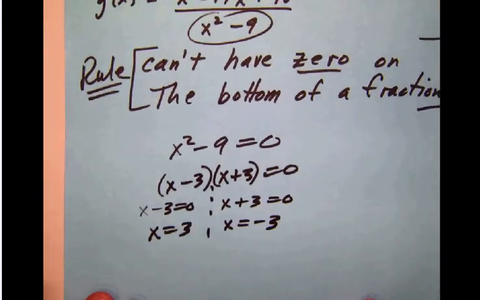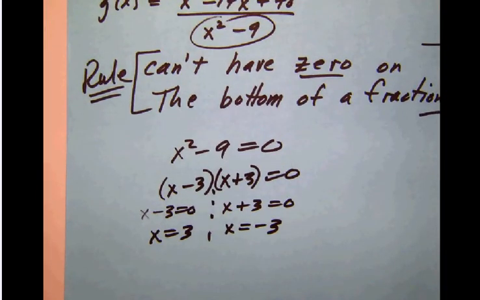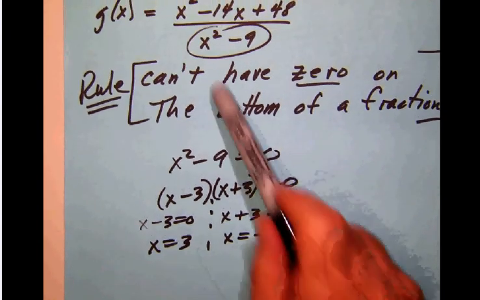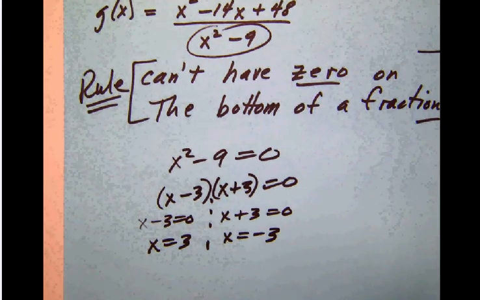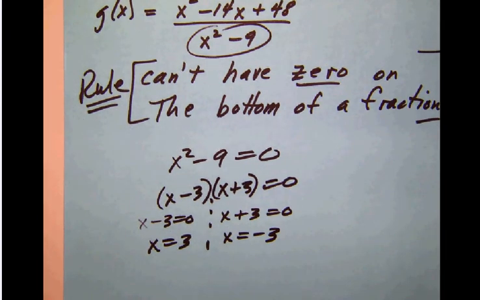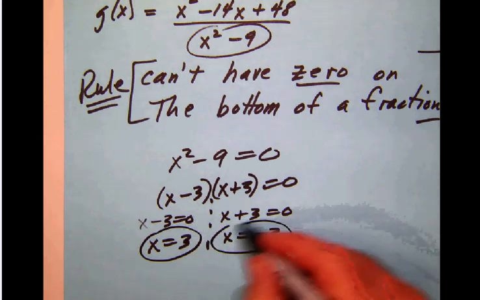So let's go back and recap. If x is equal to 3 or negative 3, we plug those numbers back up in here. That's going to give us a 0 on the bottom. Those are the values that are going to make the function undefined. So these are the numbers that must be excluded from the domain.